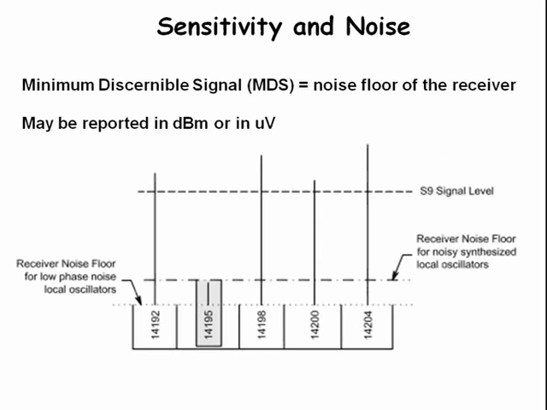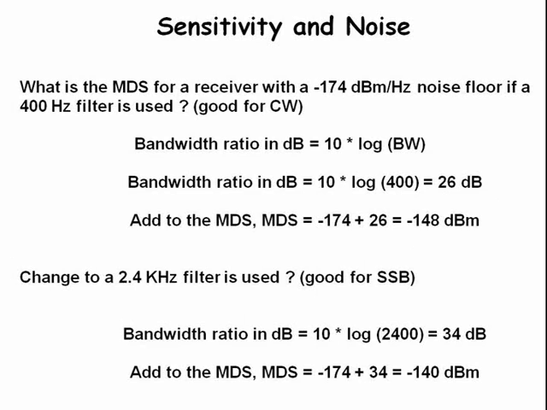And now let's consider receiver performance. One of the key parameters is sensitivity and noise. In particular, the minimum discernible signal, the MDS, which is the noise floor of the receiver. Now, the MDS may be reported in either dBm or microvolts. Now, sensitivity and noise. What is the MDS for a receiver with a minus 174 dBm per hertz noise floor if a 400 hertz filter is used?